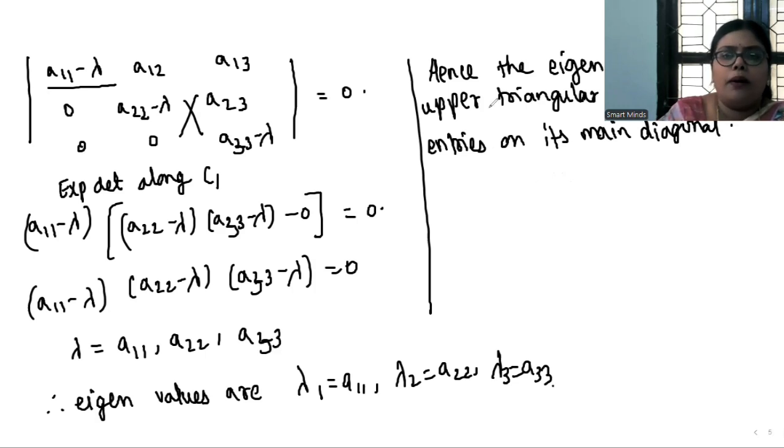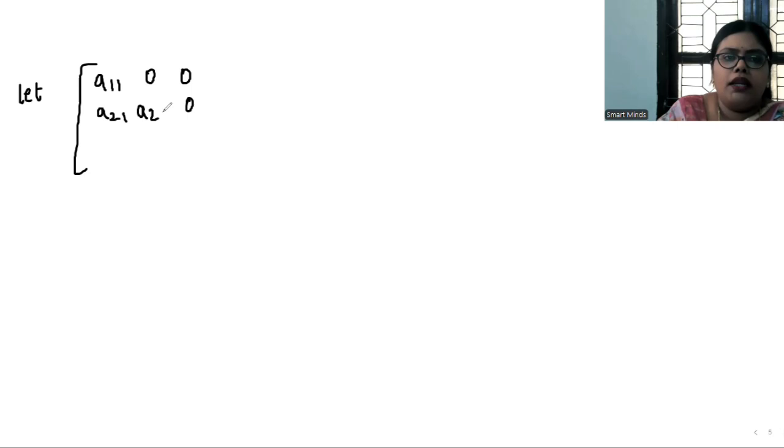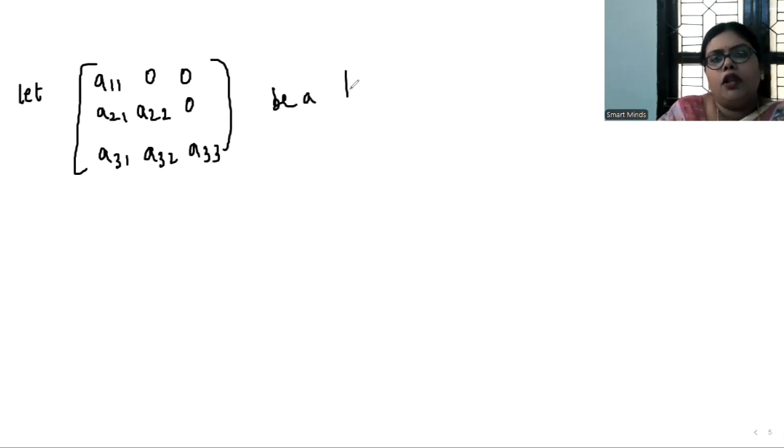Okay, we have taken upper triangular matrix, but in the question it is given only triangular matrix, means we have to find for both upper and lower. Now let us take for lower. So lower means above the principal diagonal elements, all are zeros. Okay, so A11, 0, 0. This will also be 0. Then A21, A22, A31, A32, A33. Let A be a lower triangular matrix.